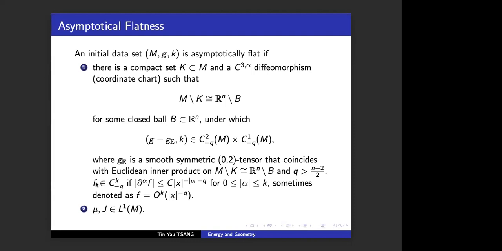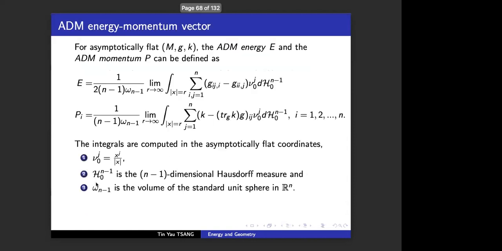So in this set, (M, g, k) is a good fact. Outside a compact set, it looks like just Euclidean minus a ball, and the metric will decay to the Euclidean metric. The k will be vanishing, I mean, will converge to zero at infinity. Of course, up to some technical assumptions, and we have to further assume mu and J are integrable, so that we can define the following quantities.